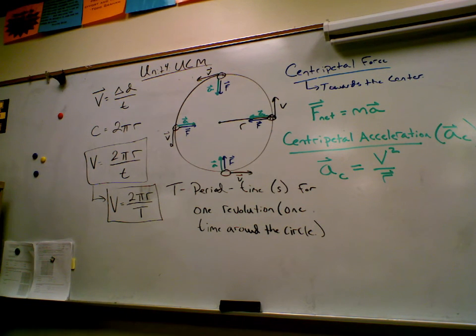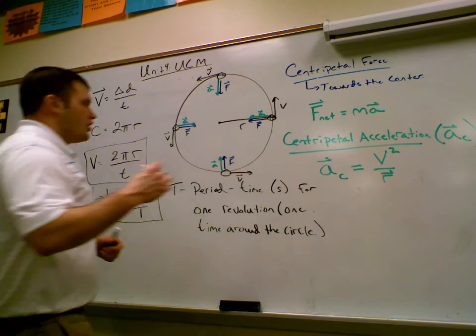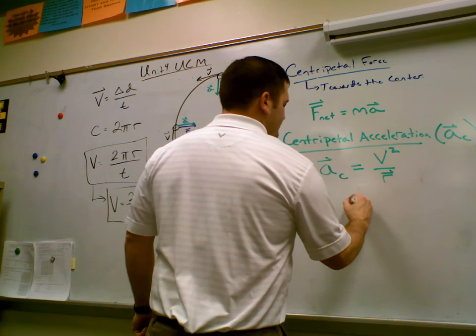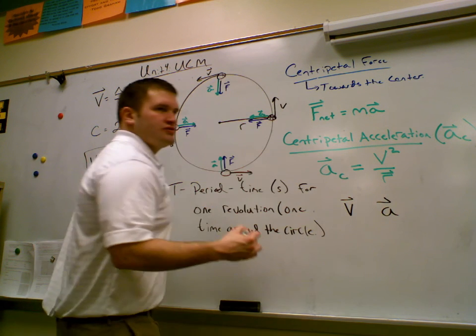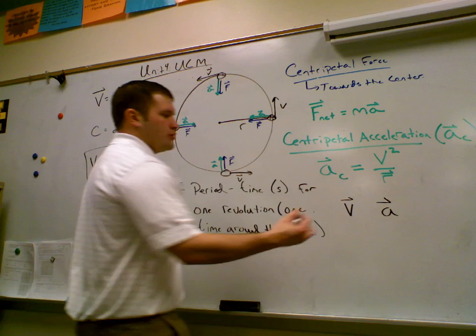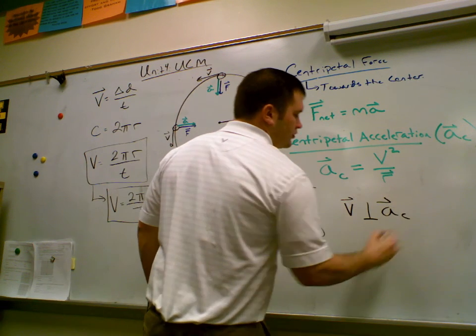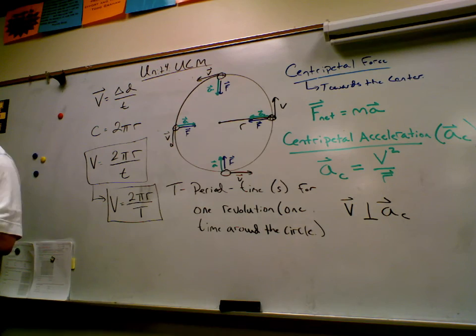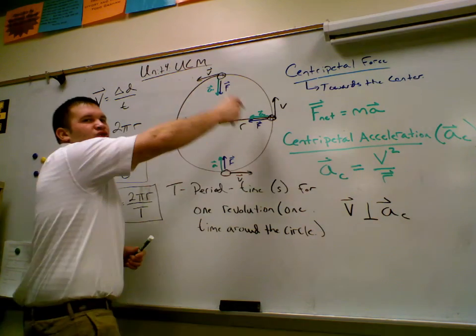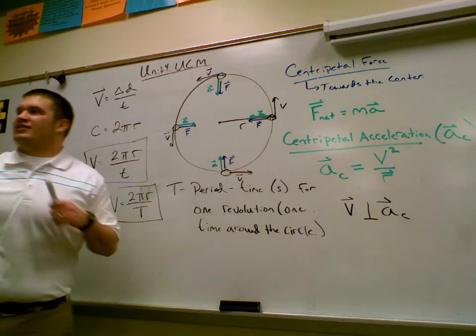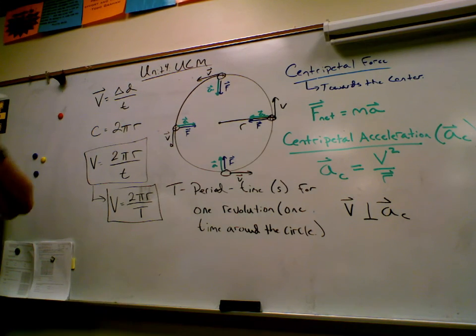Quick little thing I think we should point out before we move on. We know that velocity and acceleration are always perpendicular. And why do they have to be perpendicular? So it only does what, Lynn? Good. So since these are perpendicular, the acceleration only changes the direction of velocity, not the magnitude. Good, not the speed.